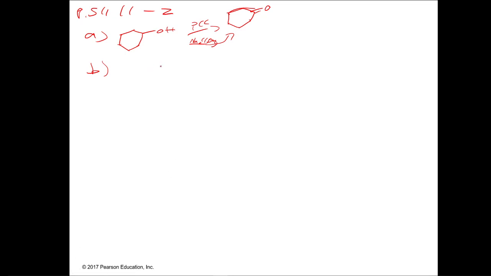Cyclopentylmethanol. So here, if I treat it with PCC, I'll get an aldehyde. And if I treat it with chromate, you'll get a carboxylic acid.